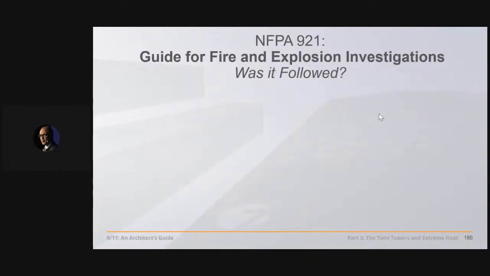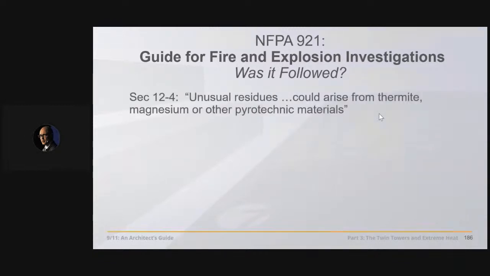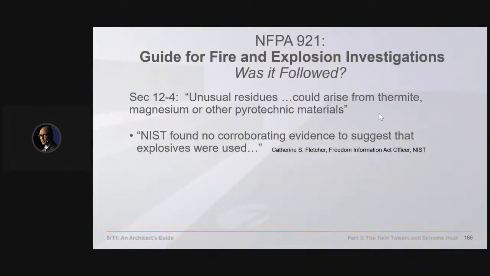But is there evidence of thermite found in the debris? That's the question I was asking. So we go to the National Fire Protection Association Guide 921, which says in its explosion investigation guide, the universal guide, by the way, here in the United States and around the world, largely, unusual residues. Look for them that could arise from thermite, magnesium, or other pyrotechnic materials.